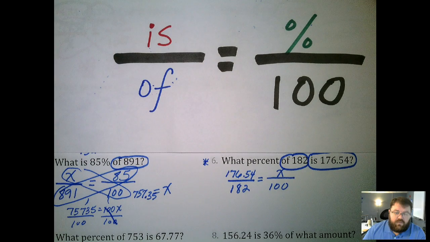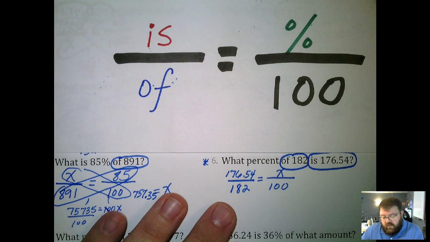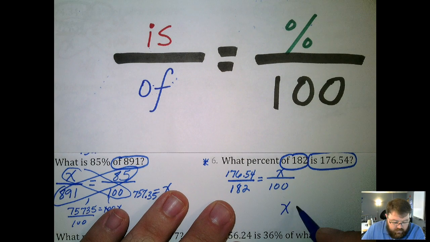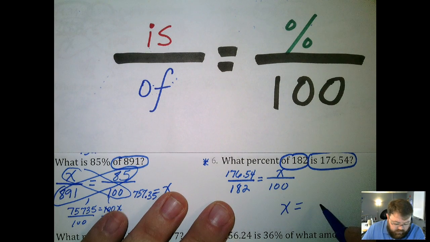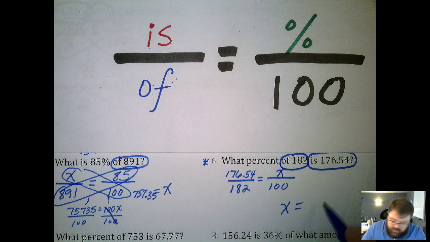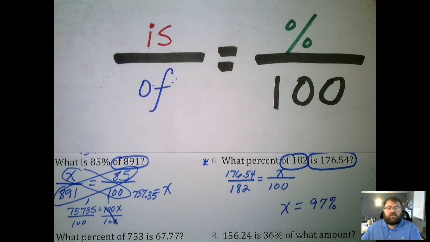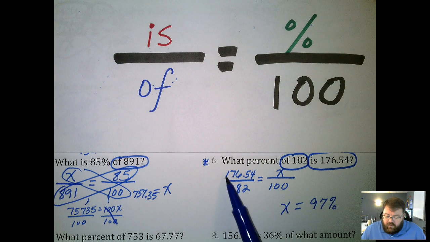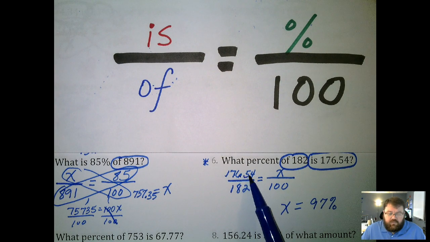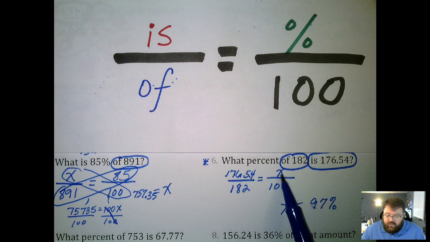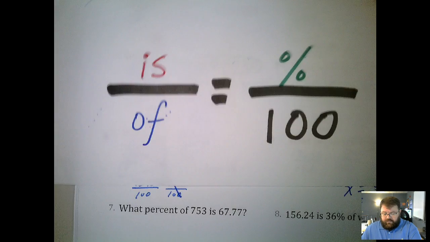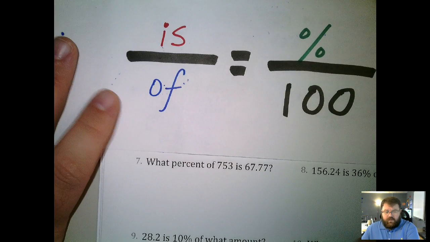All right, so hopefully you got x is equal to 97%. What does that mean? That means 176.54 is 97% of 182. All right. Number 7.